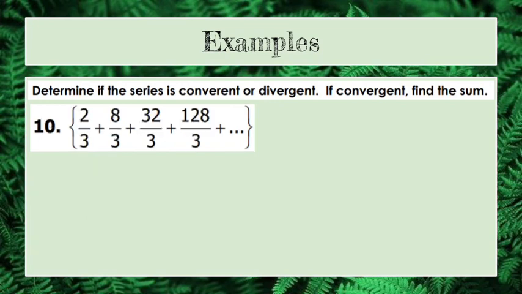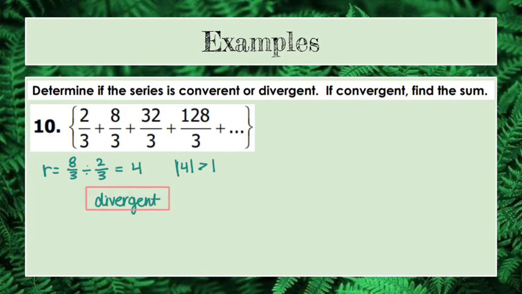Let's try number 10 together as well. So the first thing we do is find R. R is always the second term divided by the first term. 8/3 divided by 2/3 is equal to 4. And the absolute value of 4 is greater than 1, meaning that this series is divergent, and we do not have to find the sum of a divergent series because it's going to be infinity. It's going to get bigger and bigger forever. So that's all we do for number 10.